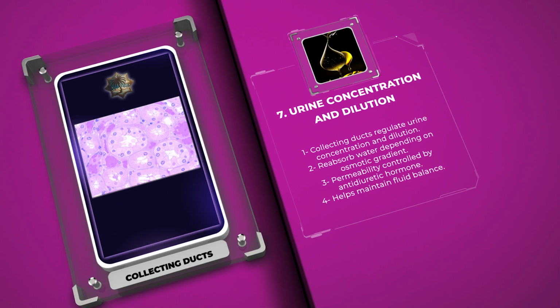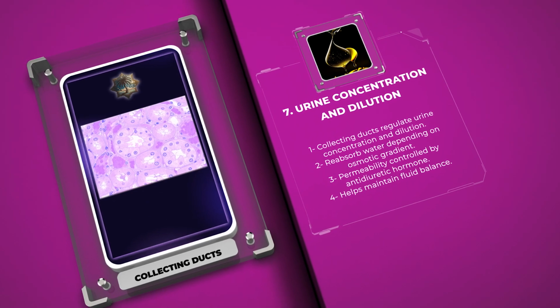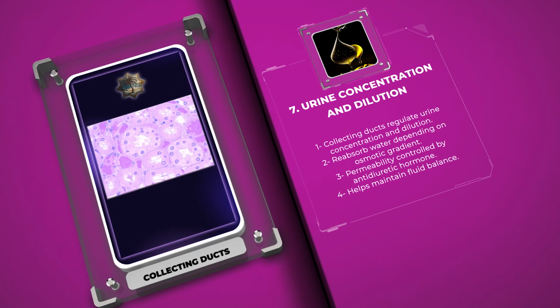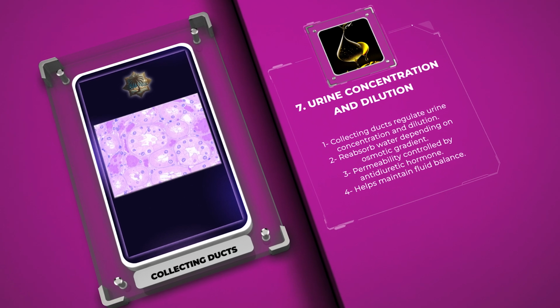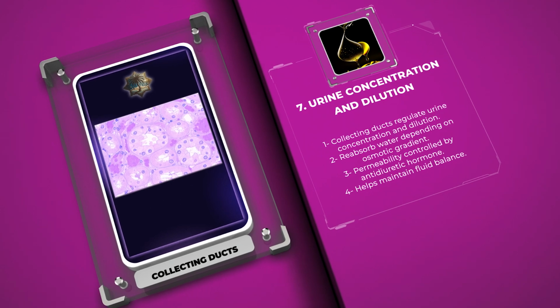The permeability of the collecting ducts to water is controlled by the secretion of antidiuretic hormone, ADH. When ADH levels are high, water reabsorption increases, resulting in concentrated urine. Conversely, when ADH levels are low or fluid intake is excessive, the collecting ducts remain impermeable to water, leading to the production of dilute urine. This mechanism helps to maintain body fluid balance and prevent fluid overload.